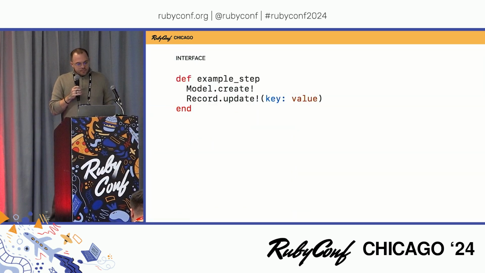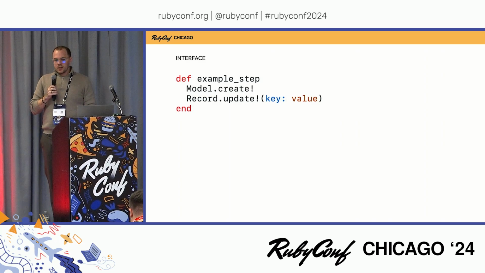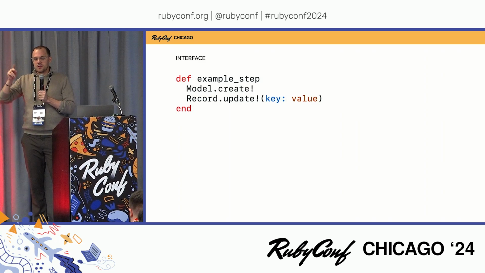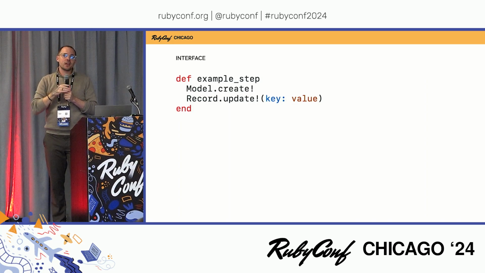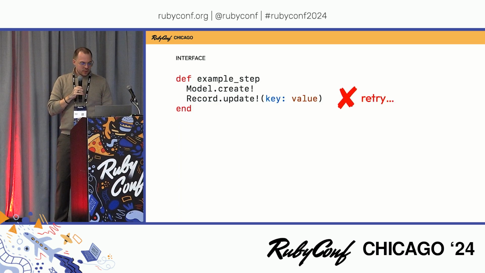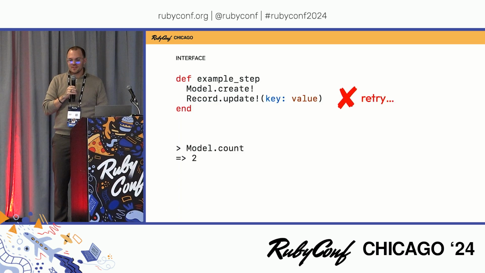The interface, if you imagine a step like this that does two database operations, you just want to put that in one transaction. That's going to make it idempotent, free, and cheap. Retries, we don't want that.